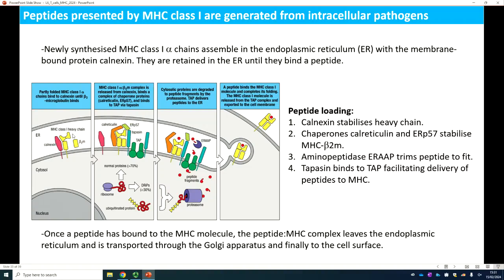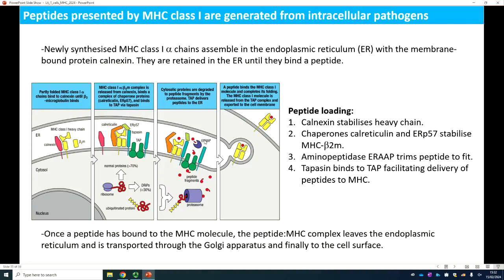And this is a diagram of what's going on in a little bit more detail. On the left-hand side, we have our newly synthesized MHC class 1 alpha chain. It's being stabilized by calnexin. We then have a whole variety of other chaperones: calreticulin and ERp57, and they help to stabilize this MHC beta-2 microglobulin complex here. And then what happens is we have our proteasome, which is chucking out peptides. These are being transported into the endoplasmic reticulum by the TAP, as we just talked about.